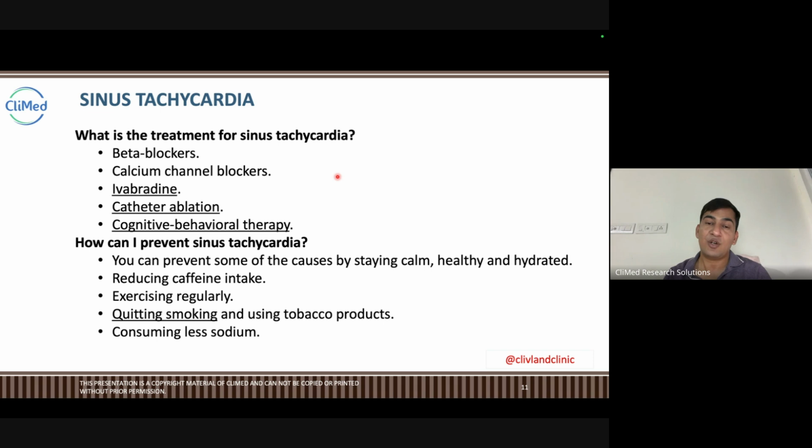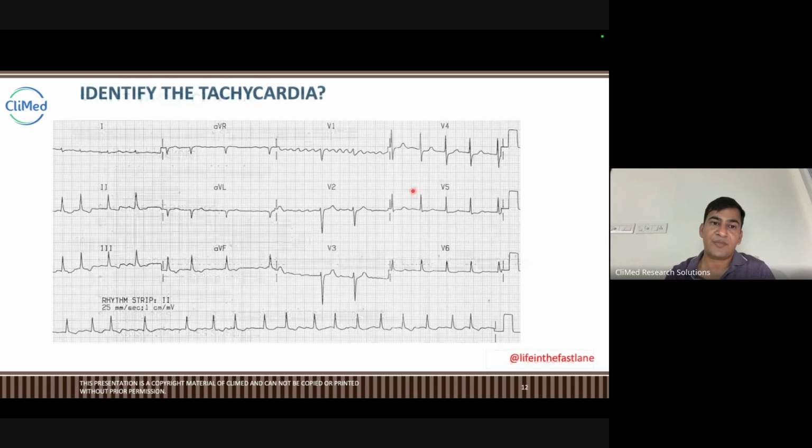Consume less sodium. Salt is again the problem, because salt can alter the electrolytes in the body, and that can lead to dehydration or cardiac overload when your electrolytes are imbalanced, right? So that's why always try to use less salt if you want to prevent sinus tachycardia. So there could be multiple things which can lead to that, and which you can prevent. Okay, now let's come back to this.